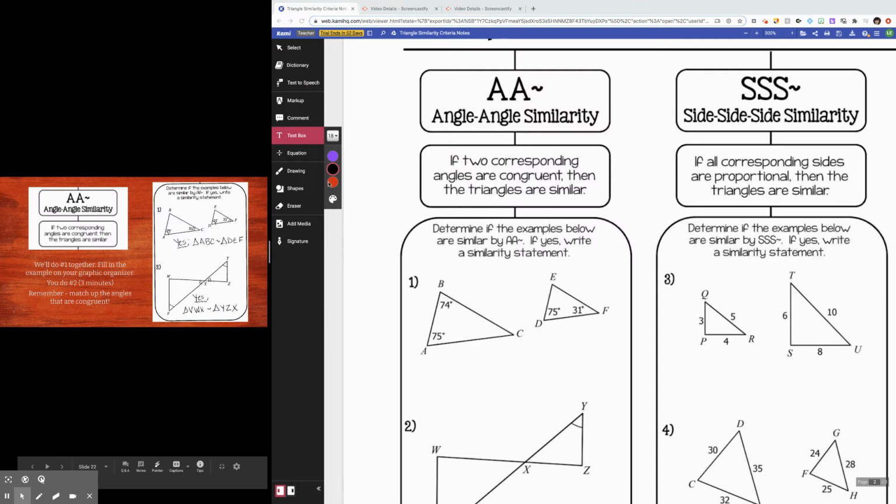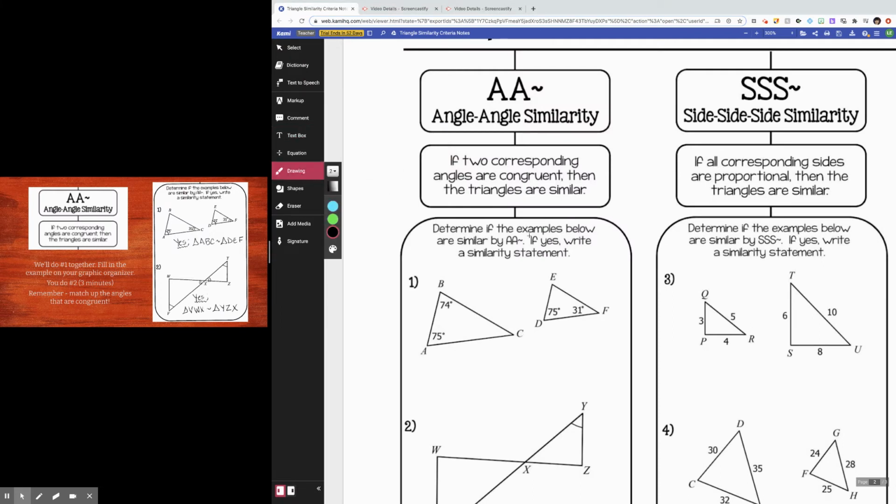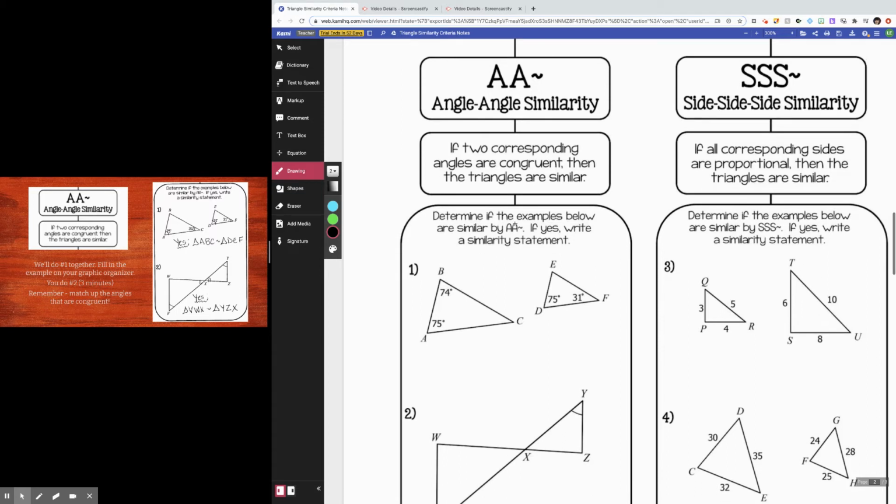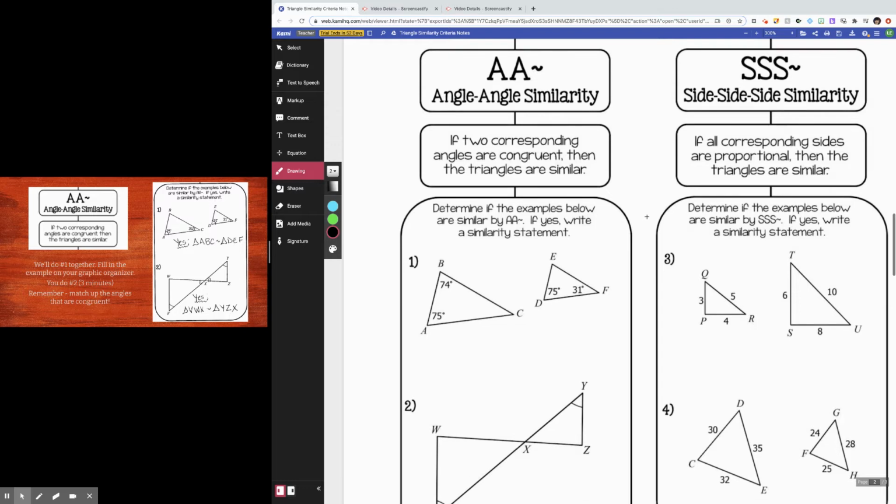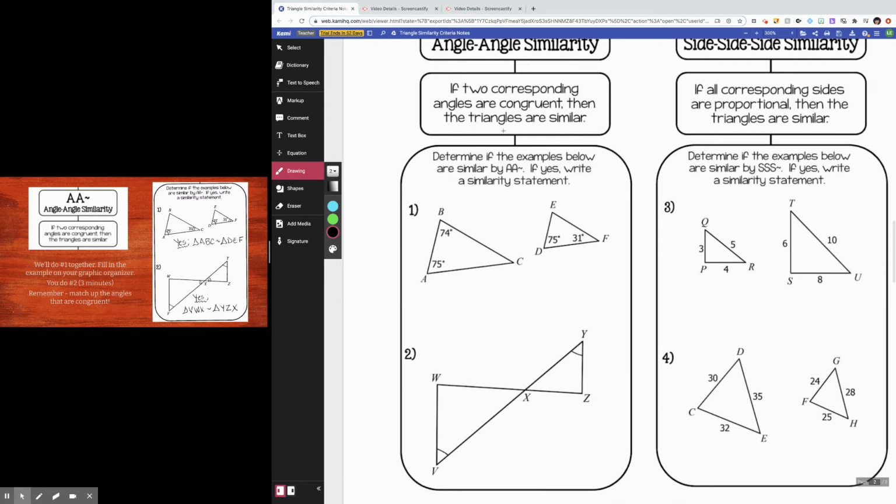All right, y'all. So let's do some examples here. You can kind of see them worked out a little bit on the left side of the screen because I have the key up there, but I'm going to walk you through how to do these different types of problems. So we're going to look at angle first. Okay, so all we have to look for is two corresponding congruent angles. That's what we're looking for.